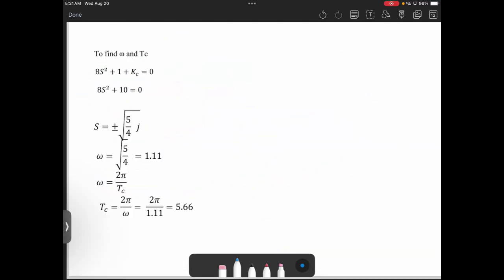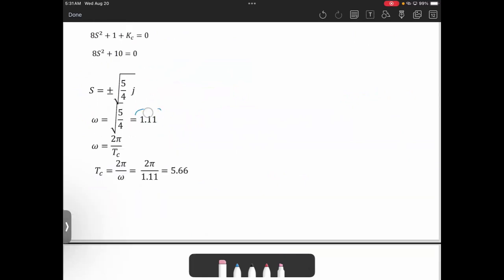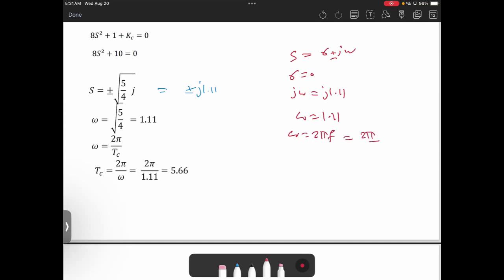And here we just calculated it as plus minus 1.11 j. This is s, and we know s as a complex number in the s-plane, which is sigma plus j omega. Sigma here equals 0, therefore j omega equals j 1.11. Therefore, omega equals 1.11. And what do we know about omega? Omega equals 2 pi times F, or 2 pi over the period, T critical.